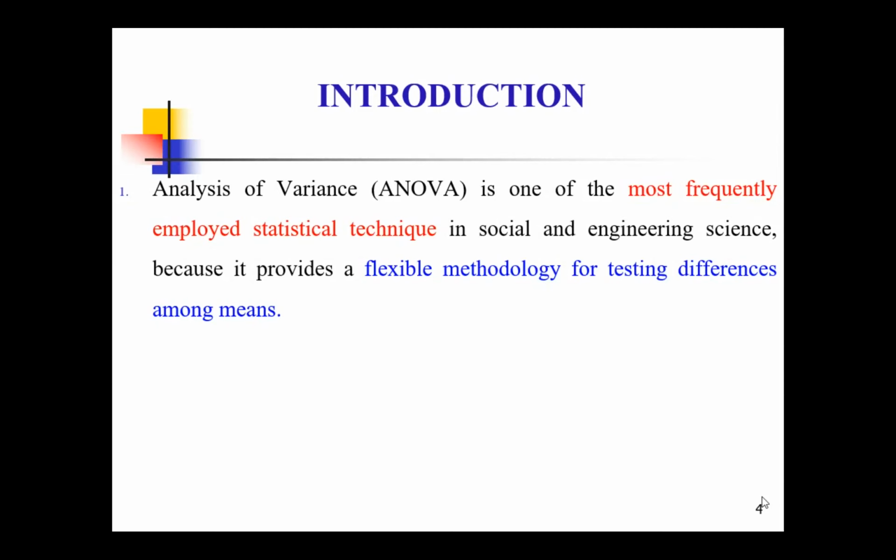ANOVA is one among the most frequently employed statistical techniques in both social and engineering sciences, because it provides a more flexible methodology for testing the differences among the means of data sets. So we have a data set, and between two variables we are going to find out the variance. That is where we are going to use ANOVA.